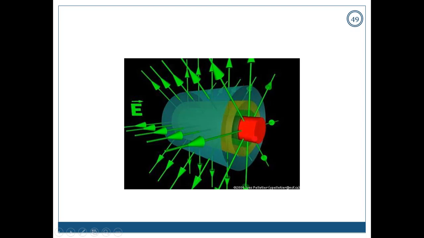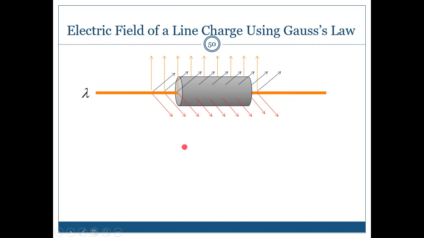This is an image I found off the internet. So here is a line charge, for example, if we take a cylinder like this around our line charge to calculate our E field using Gauss's law, see the E field lines are coming perpendicular to the surface on this round side. They're perpendicular to the surface on this round side, which makes my calculation very easy. So let's go into the calculation.